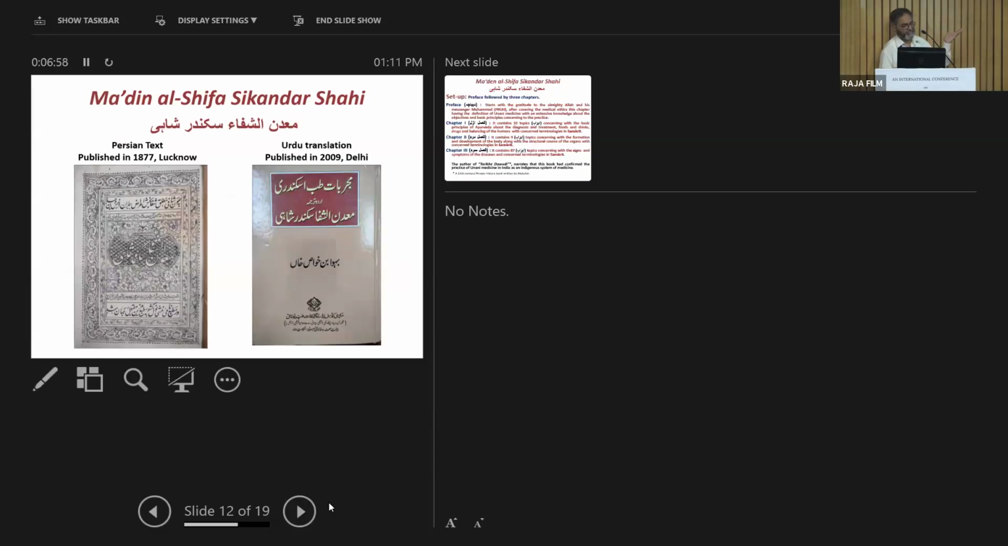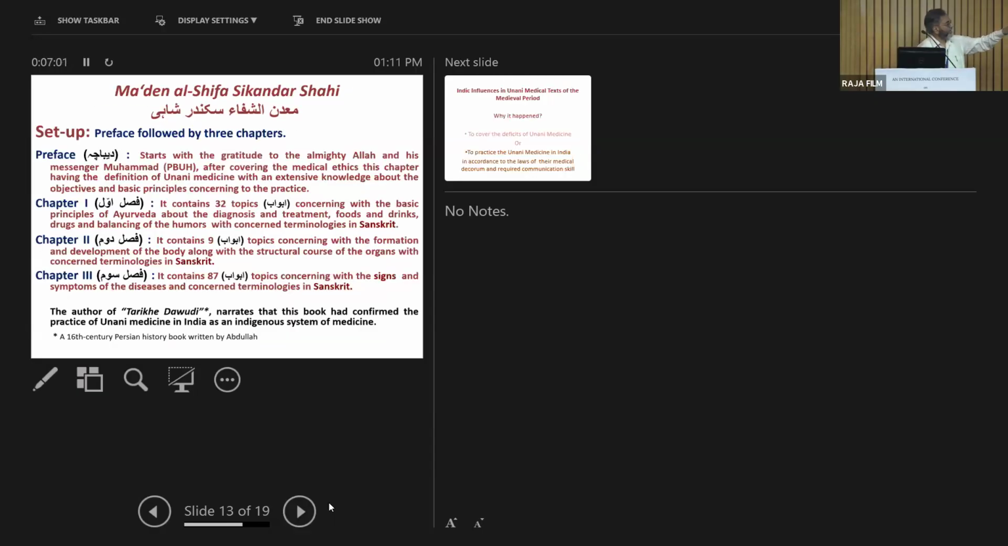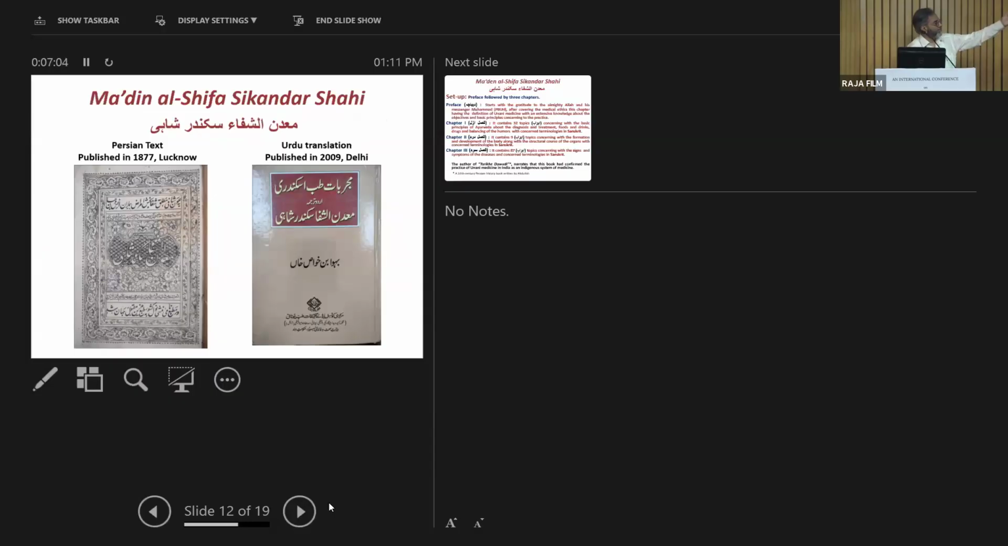Next, these are the pictures which I have taken. This is the first page of the Persian text, and that's the translation of that, published in 1877 by Munshi Naval Kishore from Lucknow. The latest Urdu translation was made in 2009 by the Central Council. No English translation is available yet.